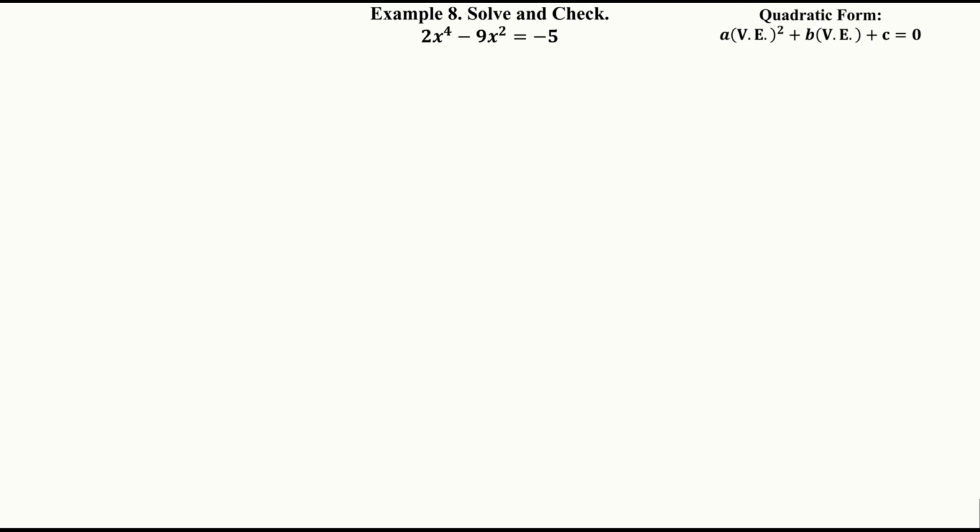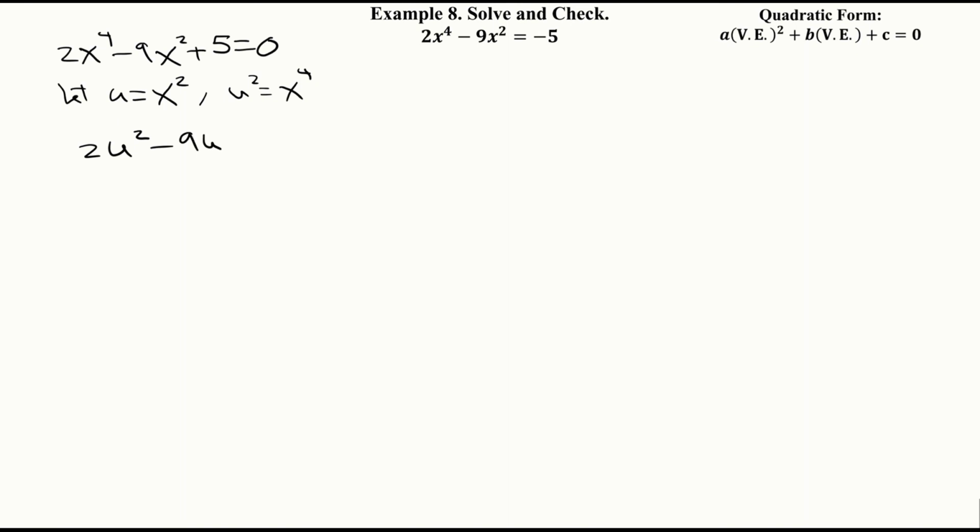So we have 2x to the 4 minus 9x squared plus 5 equals 0. Now we go ahead and make our substitution. So we're going to let u be x squared, which means u squared is going to be x to the 4. So when we make our substitutions, we end up with 2u squared minus 9u plus 5 equals 0.